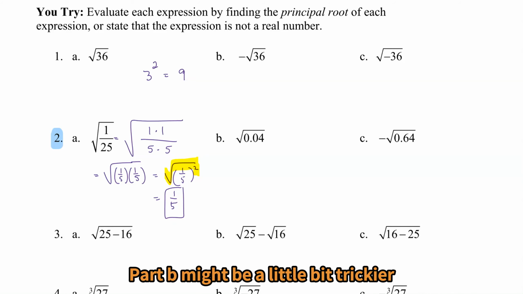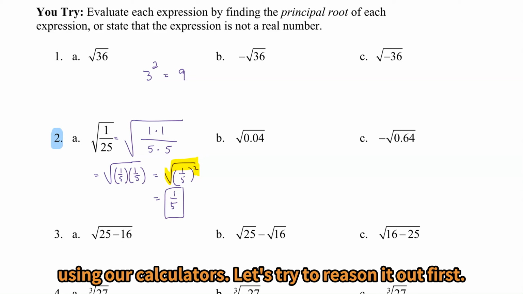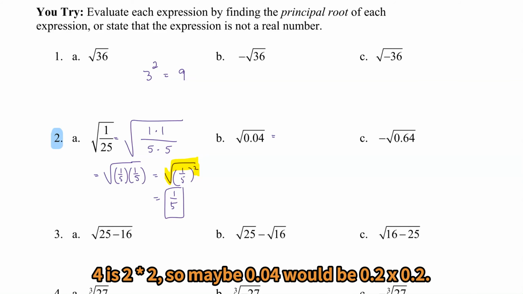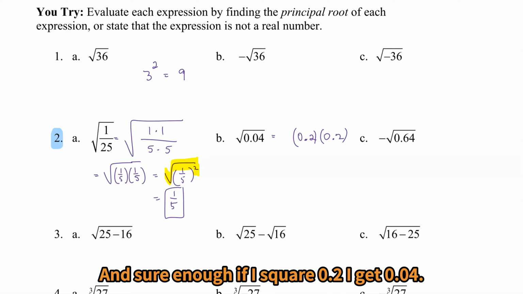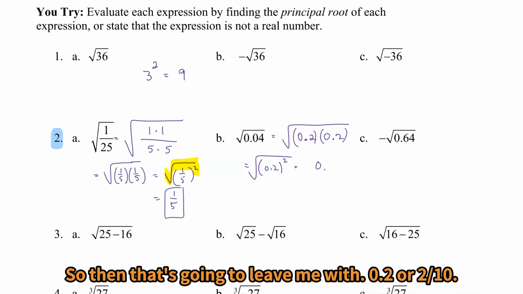Part B might be a little bit trickier because it is decimal numbers. We could check our answer using our calculators, but let's try to reason it out first. 4 is 2 times 2, so maybe 0.04 would be 0.2 times 0.2. And sure enough, if I square 0.2, I get 0.04. So then that's going to leave me with 0.2 or 2/10.